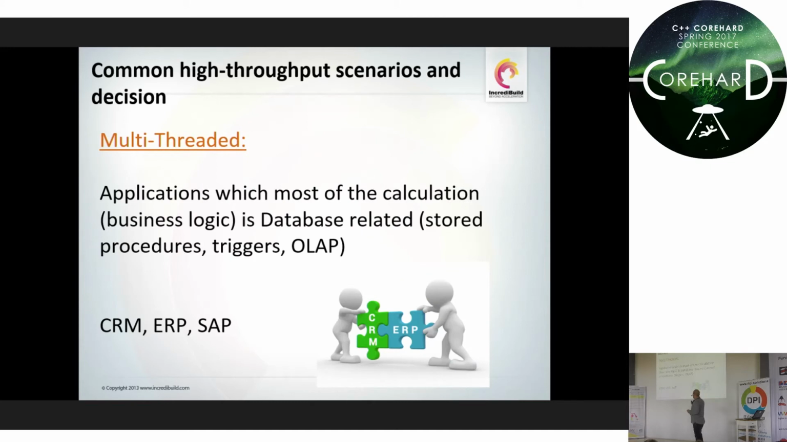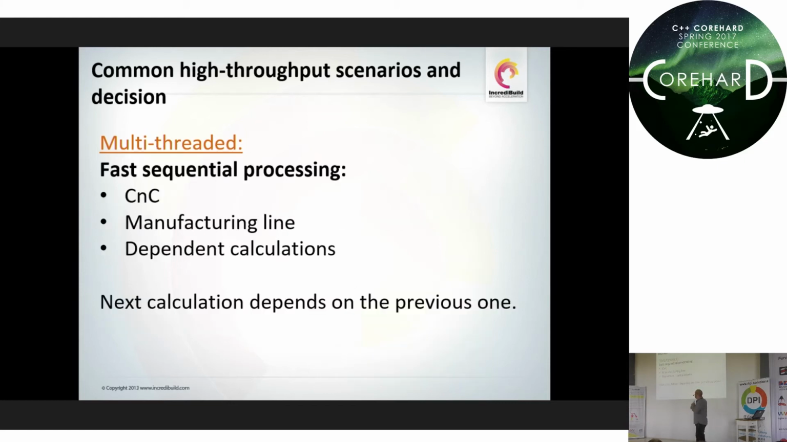When we have a database application, most of the calculation is on the database side. If we're speaking about stored procedures, cubes, triggers, stuff like this, there's no reason not to use multi-threading, unless the results you are getting from the database are very large and you want to keep them on each task, and then you are reaching the memory boundary that we spoke about before. These are usually CRM, ERP, SAP, for example, this kind of application.